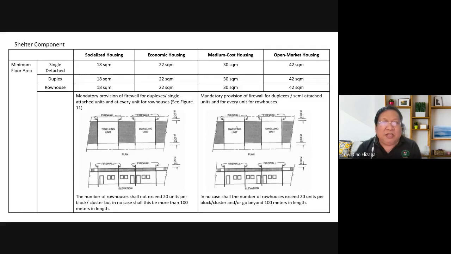For shelter components, we have minimum floor areas. Earlier, we talked about minimum lot areas, but for the housing, the house itself, the minimum floor area is here, 42 square meters. Let's see. 42 times 35,000 is under 40,000. So it's not enough, no?